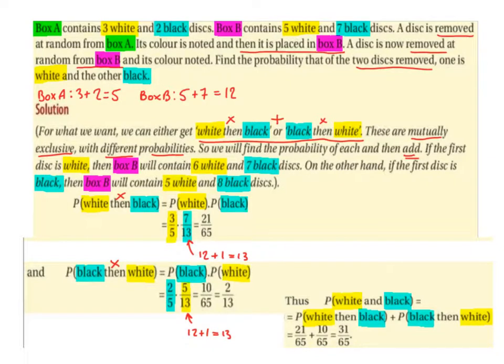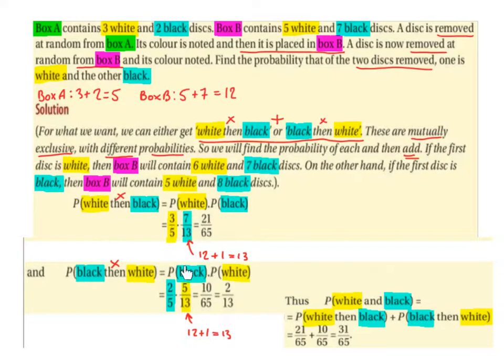We're also interested in the probability of black then white. So the probability of it being a black disc is going to be 2 over 5. Remember, there was 2 black discs in box A out of a total of 5, multiplied by the probability of a white disc, which is 5 over 13.